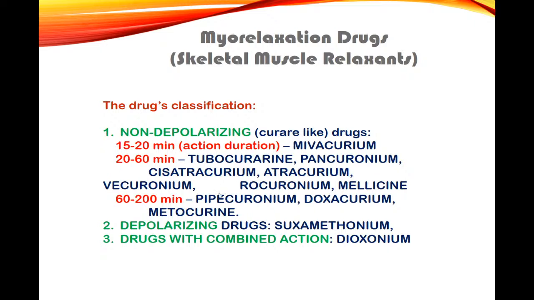These agents we use because we have antagonist and we have different action duration. So if we need short action, we use succinylcholine or non-depolarizing first group. If we need long action duration, we use another drugs. So we can choose.